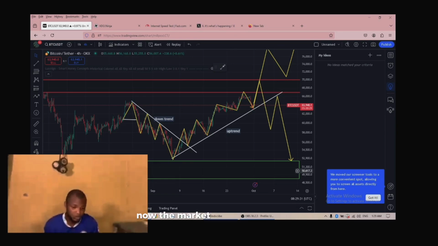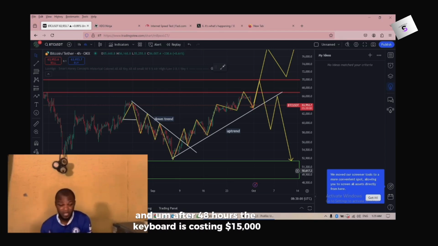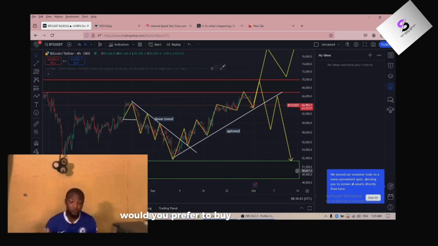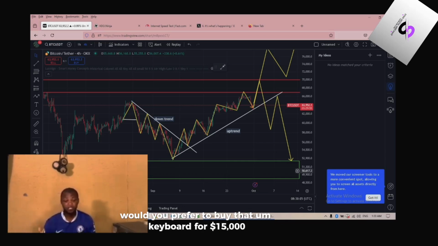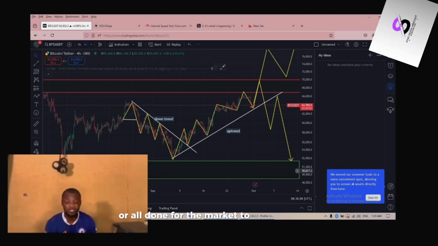Now the market has gone parabolic. Enough people had already bought the market and the market is already going parabolic. So you don't want to buy at the upper, when the market has gone up, because it's more or less like you are buying a keyboard that costs $5,000 as of today, and after 48 hours the keyboard is costing $15,000. Would you prefer to buy that keyboard for $15,000 or hold on for the market to come down?